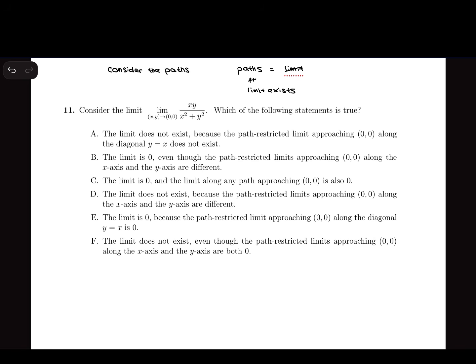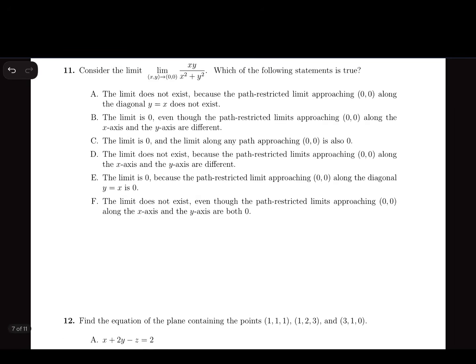Okay, so the first thing we want to just get out of the way is just use the points they already gave us. So in this case, if we use 0, 0, you just get 0 times 0 over 0 squared plus 0 squared, which just gets us 0 over 0. Okay, so now we're going to test the first path.